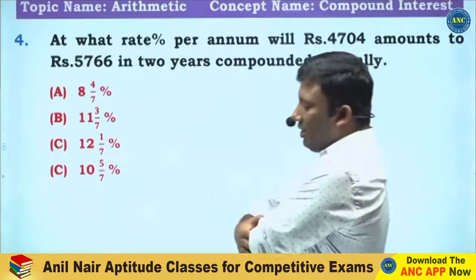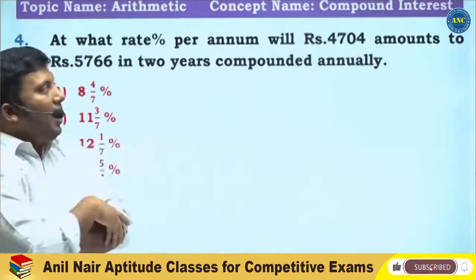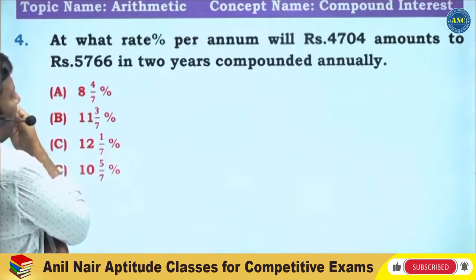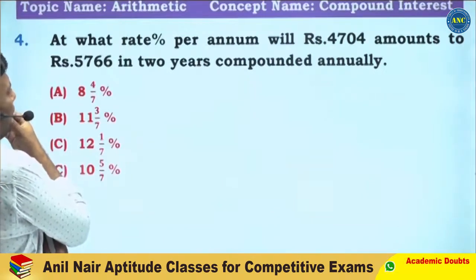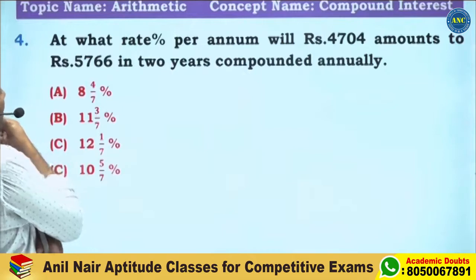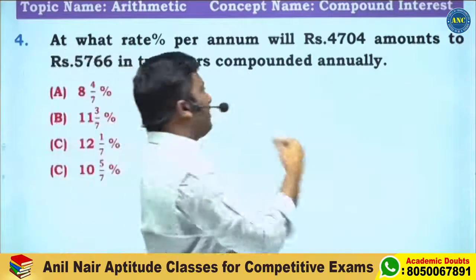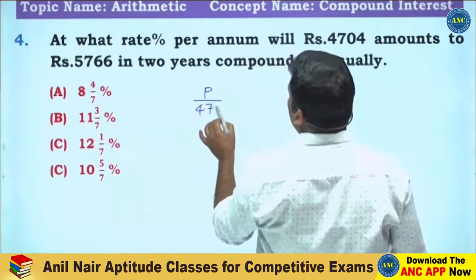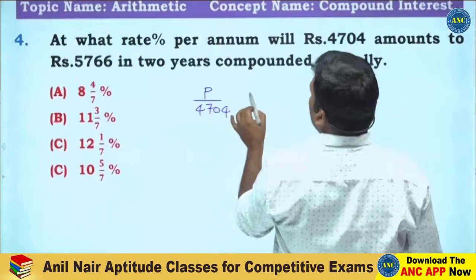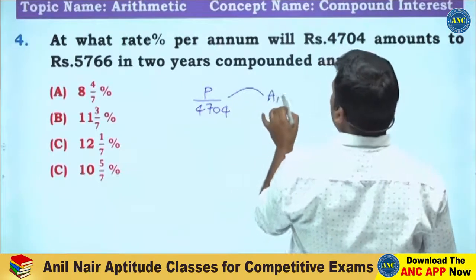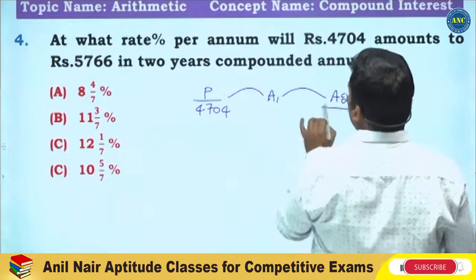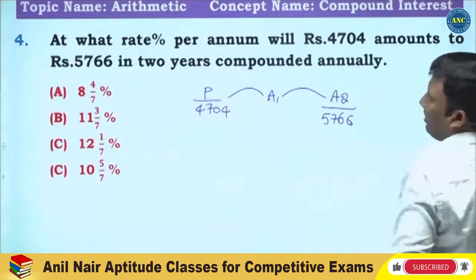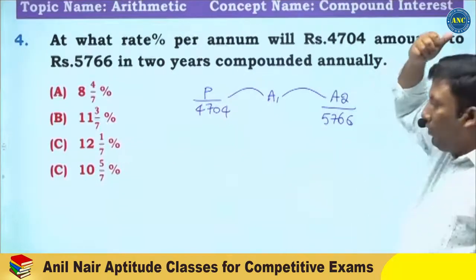Let us see whether we can attack the question by using the answer options. Some weird answer options are there. At what rate of interest does 4704 amount to 5766? Principal is 4704, in 2 years. This is A1 and it is A2, 5766 in 2 years compounded annually.